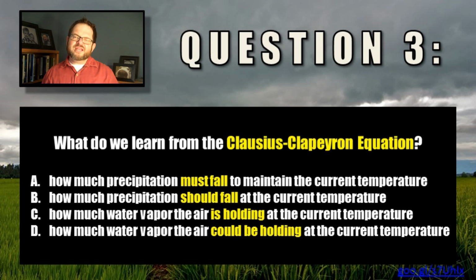Question 3. What is it that we actually learn again from the Clausius-Clapeyron equation? A, how much precipitation must fall to maintain the current temperature. B, how much precipitation should fall at the current temperature. C, how much water vapor the air is holding at the current temperature. Or D, how much water vapor the air could be holding at the current temperature. Which of those is what we get from the Clausius-Clapeyron equation? Make a choice from those 4 options and get a little feedback before we move on to question 4.